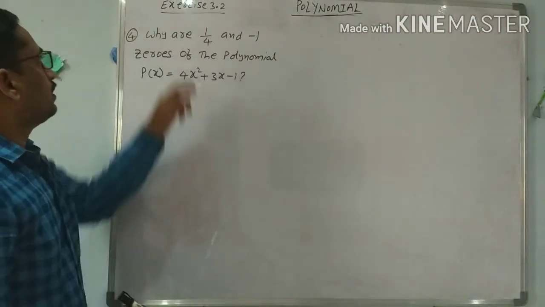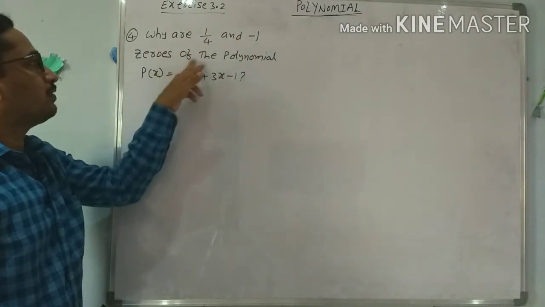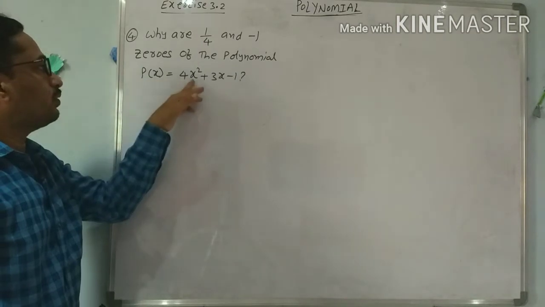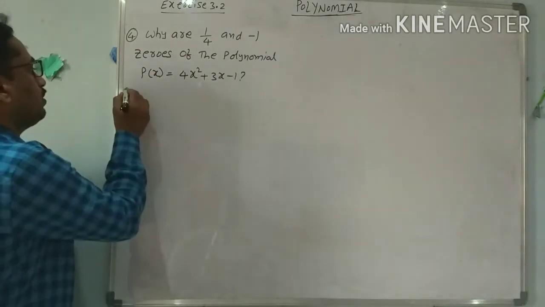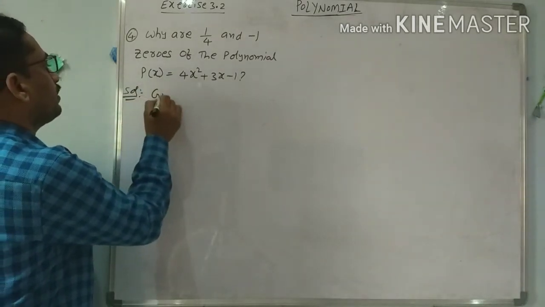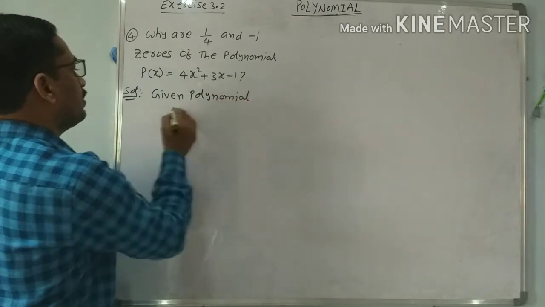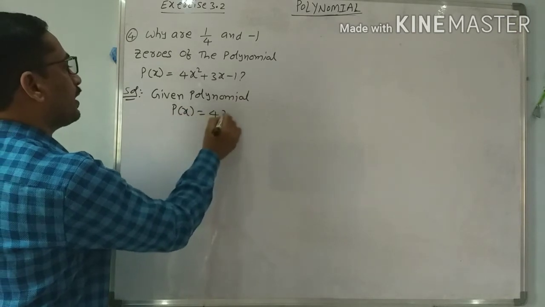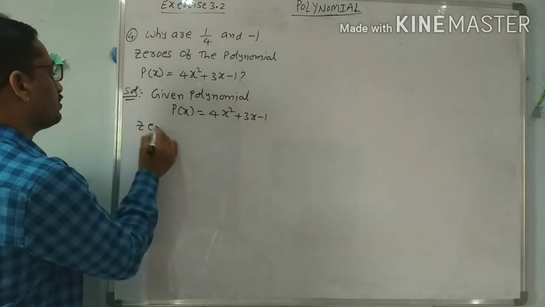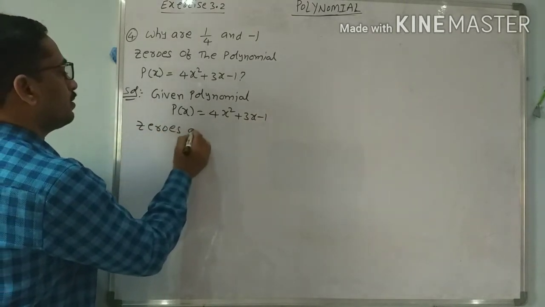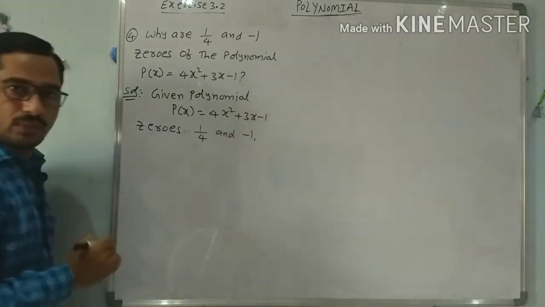Now fourth problem, why are 1 by 4 and minus 1 zeros of the polynomial p of x equal to 4x square plus 3x minus 1? Why these are the zeros? Now see the solution. Write the given polynomial p of x equal to 4x square plus 3x minus 1, and the zeros 1 by 4 and minus 1. Now check one by one.